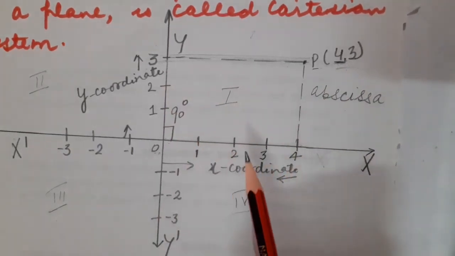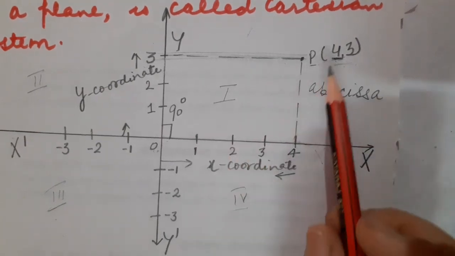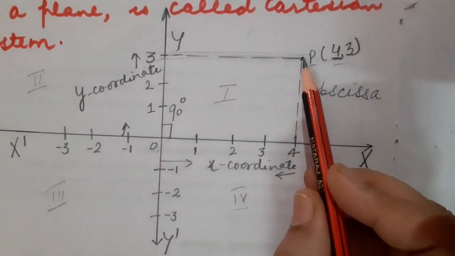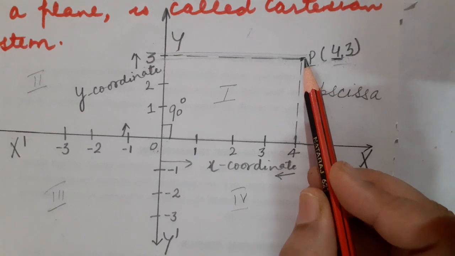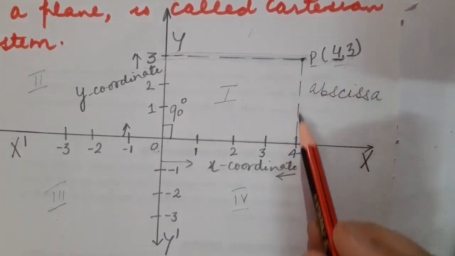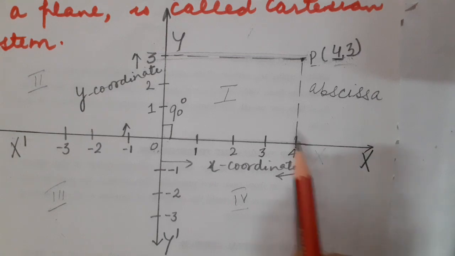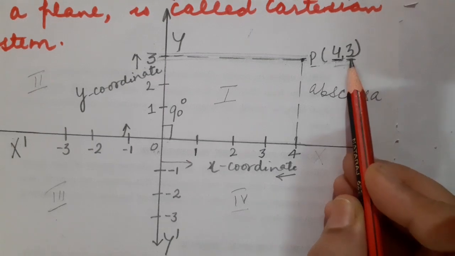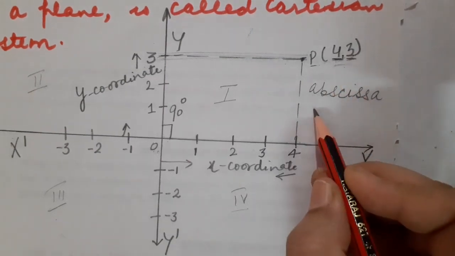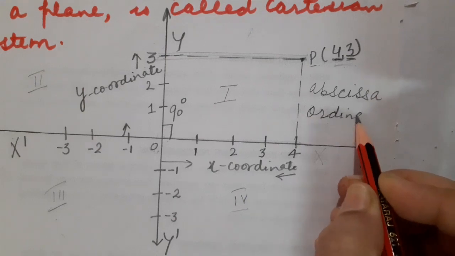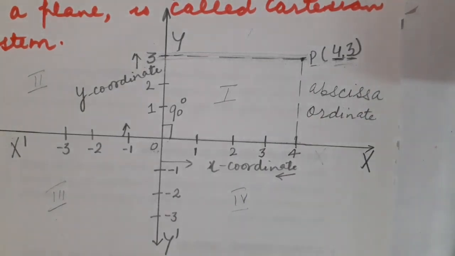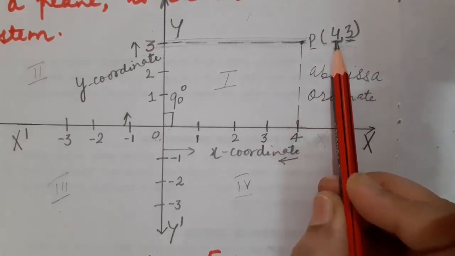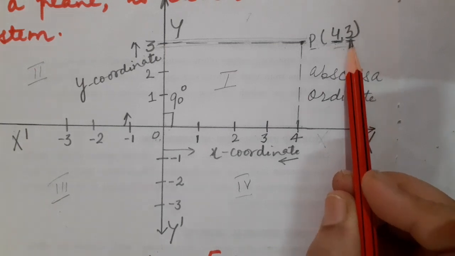Clear, students? Let us talk about the y coordinate of the point. The y coordinate of a point is its perpendicular distance from the x-axis. Children, for this point P(4, 3), you can see how much its distance is from the x-axis, that is equal to 3. That's why its y coordinate is equal to 3. And what is another name of the y coordinate? That is ordinate. Fine, students? So here 4 is abscissa, or I can call it the x coordinate, and 3 is ordinate, or I can call it the y coordinate.